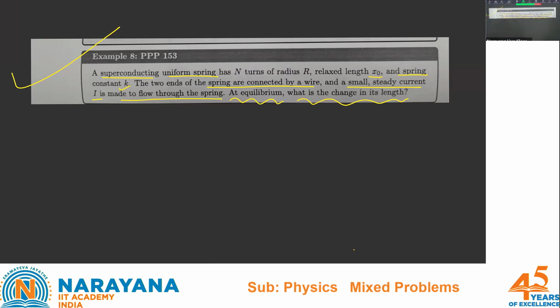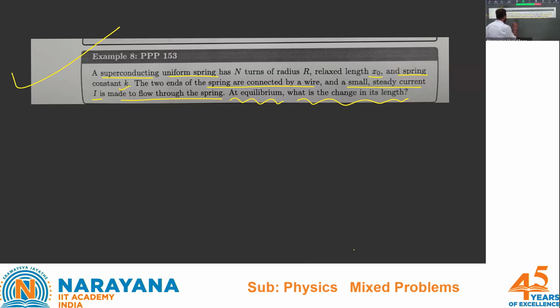What is the change in the length? Forget gravity in this problem. The only thing is, in gravity-free space, this is an ideal spring, ideal solenoid kind of configuration. सब कुछ दिया हुआ है. The starting point and the ending point is connected with a wire, by a straight wire internally. So it is a complete loop. If you drive a current of capital I through it, what will be the change in the length in equilibrium? That is the question. Right?